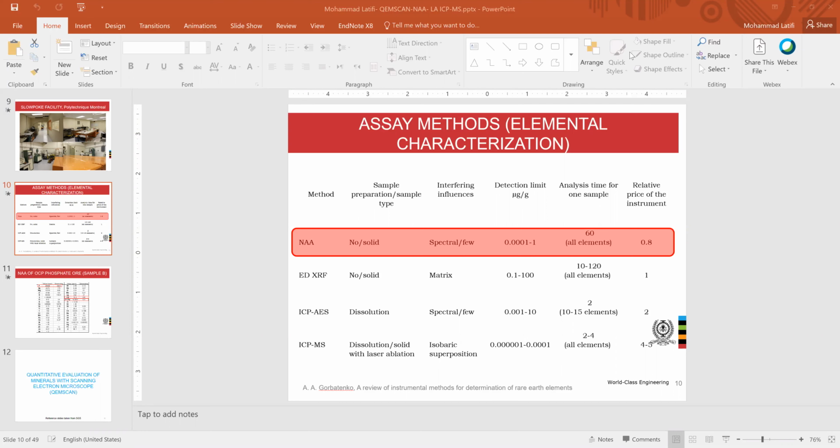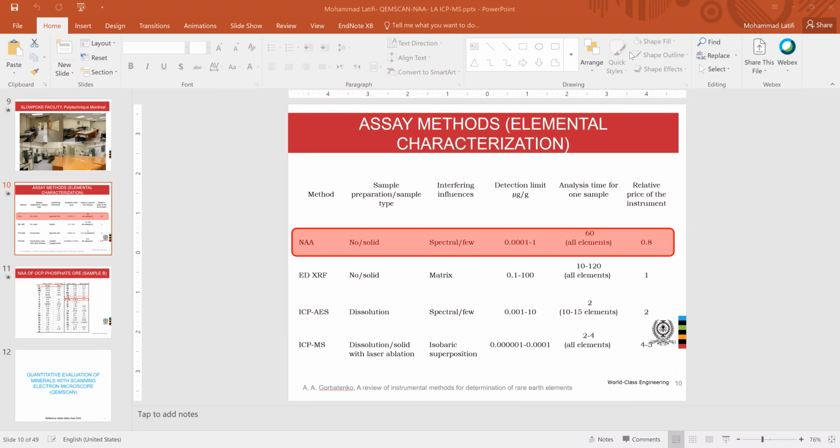Today, I want to discuss more about not only size but also composition, structure, and shape of the particles with some advanced equipment that are practiced in industry and in academia. So first, let's talk about chemical composition.